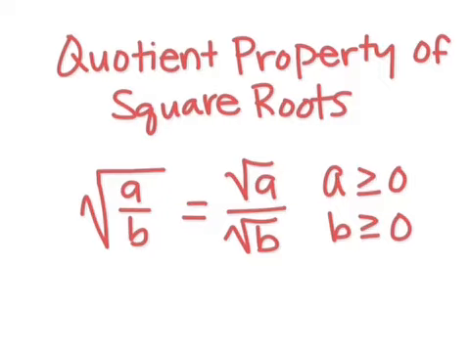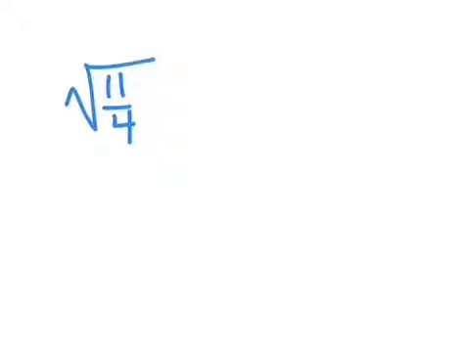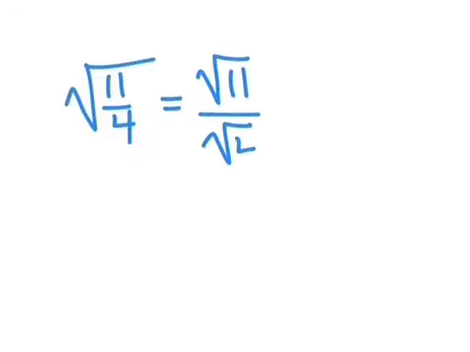Showing you that with numbers, if we're going to find the square root of 11 divided by 4, that would be equal to the square root of 11 divided by the square root of 4. The square root of 11 simply stays square root of 11 because 11 is not a perfect square. However, 4 is a perfect square, leaving us with 2. Let's try using this property to simplify a radical expression.